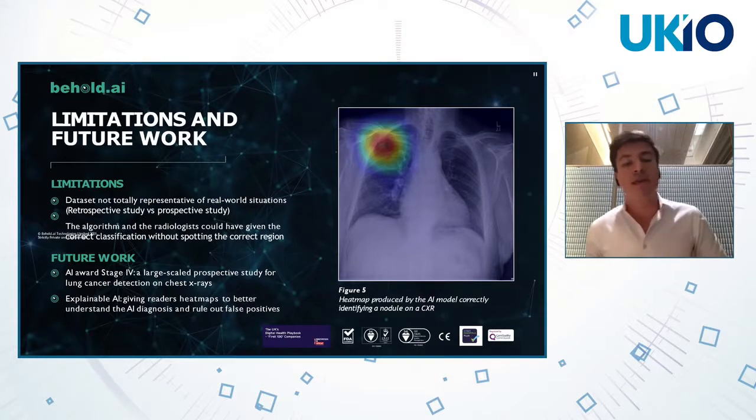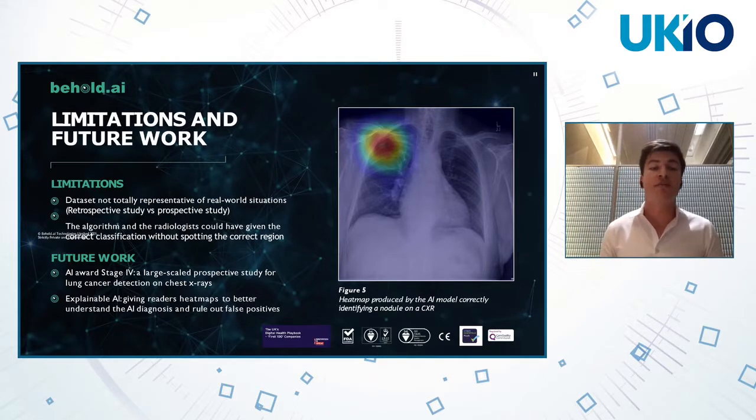The other limitation could be that the algorithm or the radiologist could have given the wrong region on the chest X-ray, but have given the correct pathway at the end. We didn't focus on the localization of the diagnosis. But we are currently trying to cope with this problem as we are doing another study, which this time includes heat map outputs for the radiologists, so they would see those heat maps, and they would be able to understand better the AI diagnosis and also to rule out false positives that way.